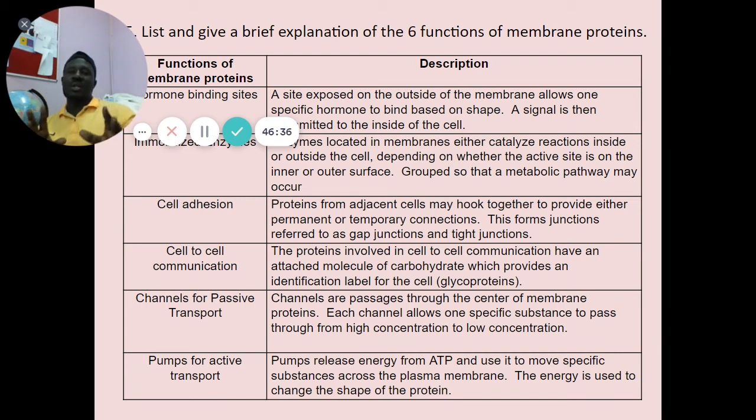So basically, these explain the different locations and functions of the different proteins that are found on the plasma membrane. Hormone binding, which you call the receptor sites; immobilized enzymes, which you call enzymes responsible for carrying out reactions. We have cell adhesion, that is gap junctions and tight junctions. We have cell-to-cell communication, which is protein communication, and identification; channels for passive transport; and also pumps for active transport. So it's important for you to pause this video, pick these different functions of proteins and use them for your own consumption, because it's very important for a student to know them.